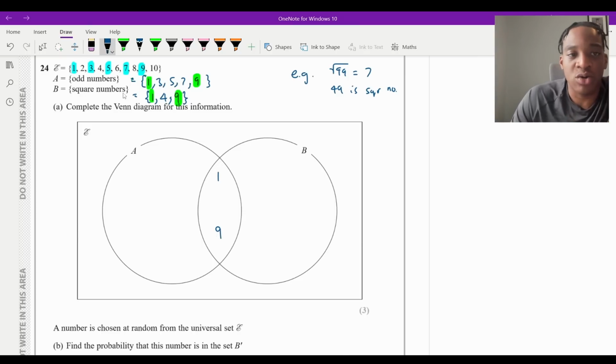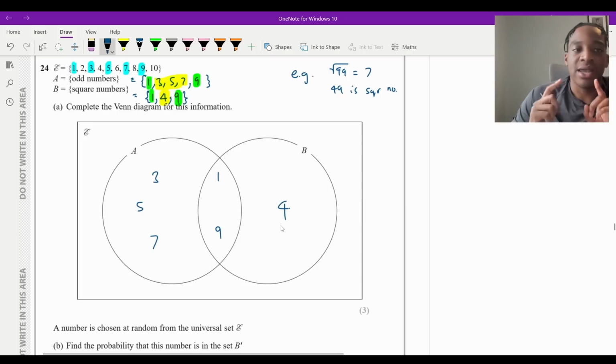Now, what I do is I look at the first set and I can see that I've got these numbers 3, 5, and 7, which don't go in the middle, but they have to go in the set A. So they're going to go in the outer part here. So 3, 5, and then a 7. And now I'm going to do the exact same thing for B. There's a 4 here that will go in the outer part of B.